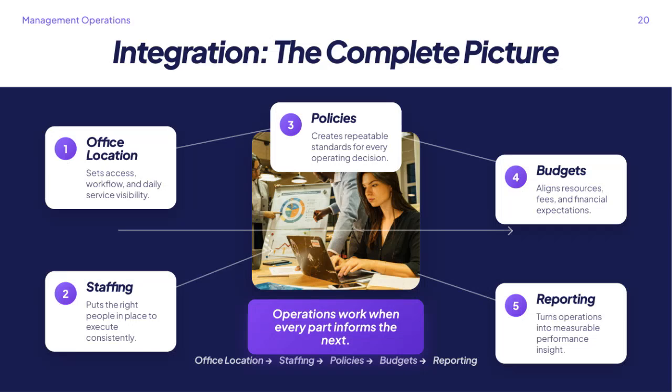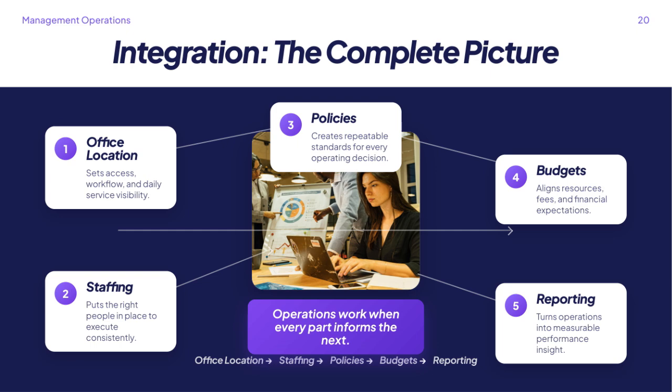Here, we're looking at how integration creates a complete picture for effective management operations. It starts with the office location, which sets the foundation for access, workflow, and daily service visibility. This ensures everyone knows where to be and how to move through their tasks efficiently. Next, staffing plays a crucial role by putting the right people in place to execute consistently. Without the right team, even the best plans can fall apart.